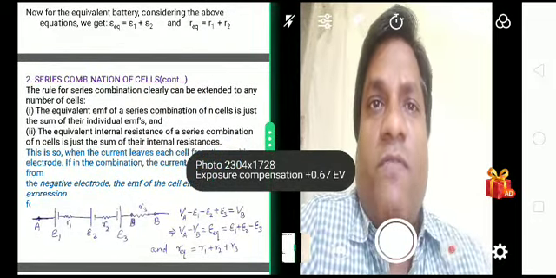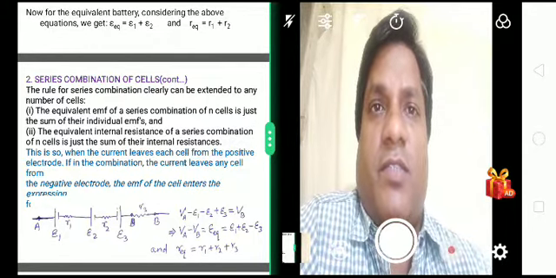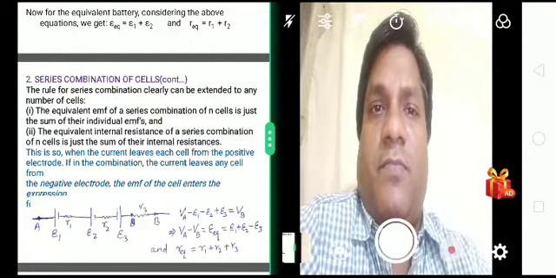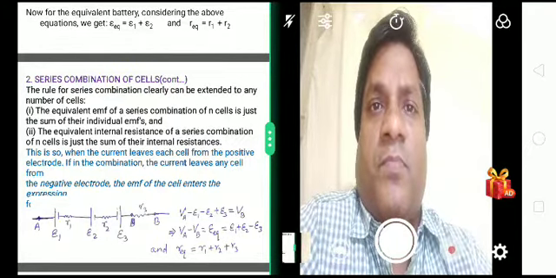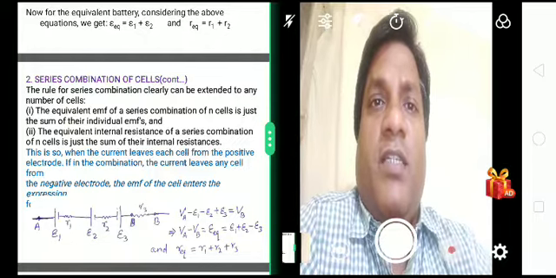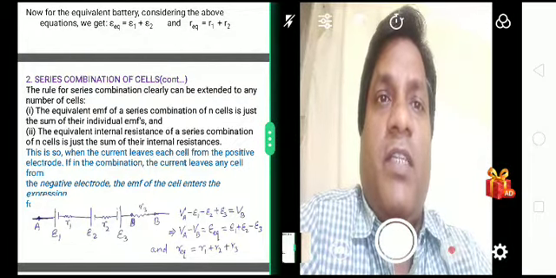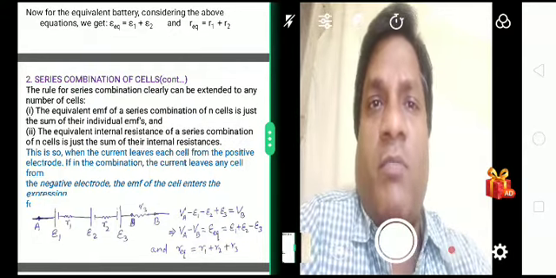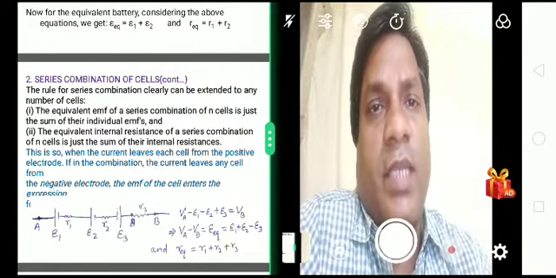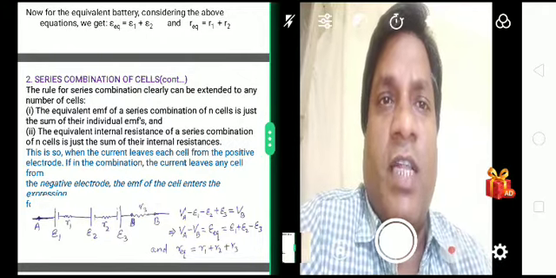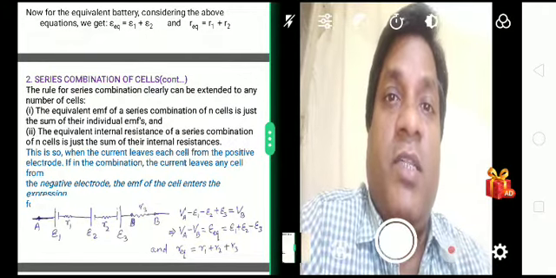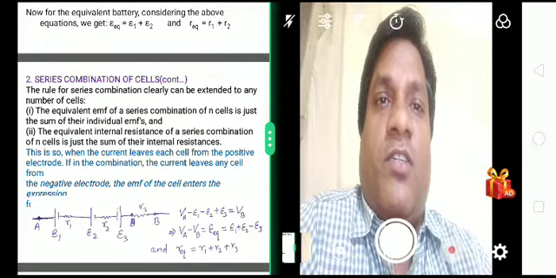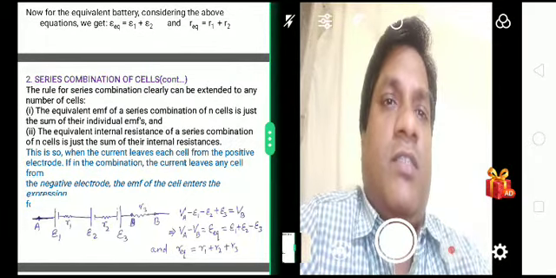Now this rule for the combination of two cells, it can be extended to any number of cells. So the equivalent EMF of a series combination of n number of cells is just equal to the sum of their individual EMFs, and the equivalent internal resistance of a series combination of n number of cells is also just equal to the sum of their internal resistances.